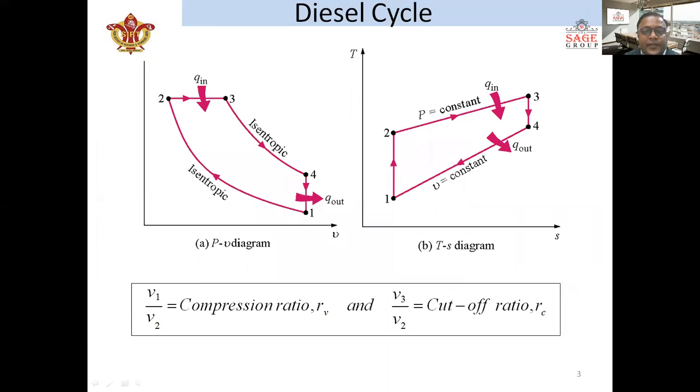This is the PV and TS diagram in which all the processes are shown. 1 to 2 is called isentropic compression, already discussed in the previous slide. 2 to 3 is the constant pressure heat addition, where combustion takes place at constant pressure. 3 to 4 is called isentropic expansion, where the expansion takes place after the combustion process. 4 to 1 is called constant volume heat rejection. So there are 4 processes.